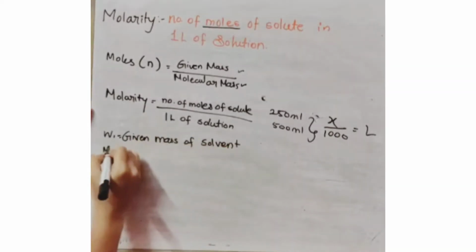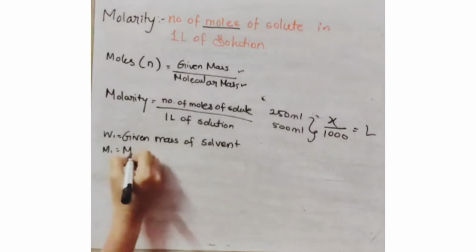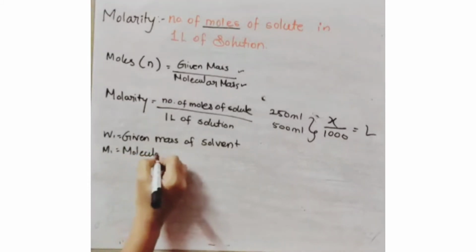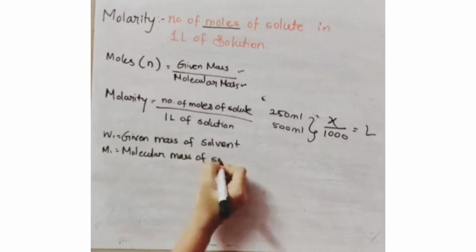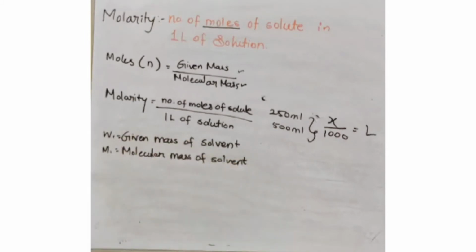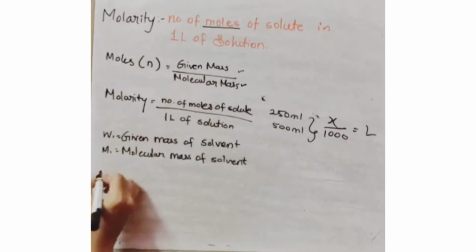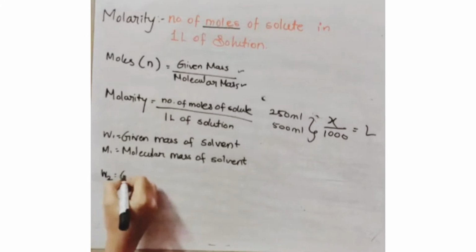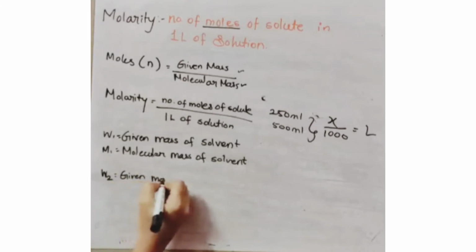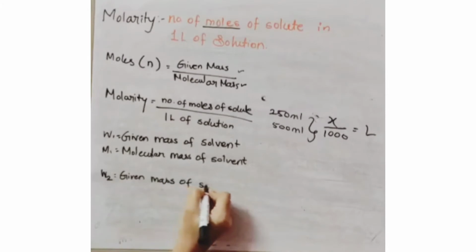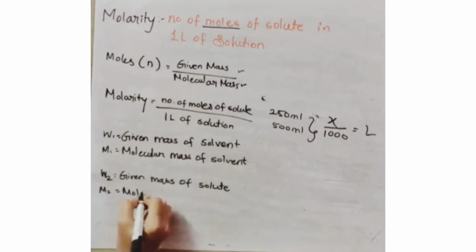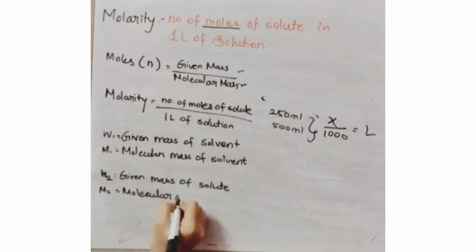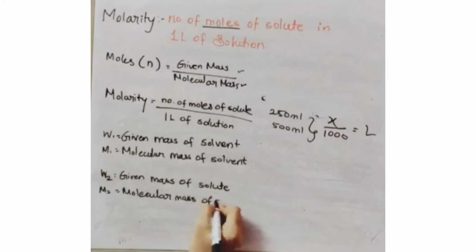And M1 is nothing but molecular mass of solvent. Okay, so this is our larger quantity. Let's get to the lesser quantity. So it will be W2, which is given mass of what it will be? Solute, right? It is solute. Okay, and M2 will be molecular mass of solute. Okay, so these two quantity we already know what is solute and solvent.